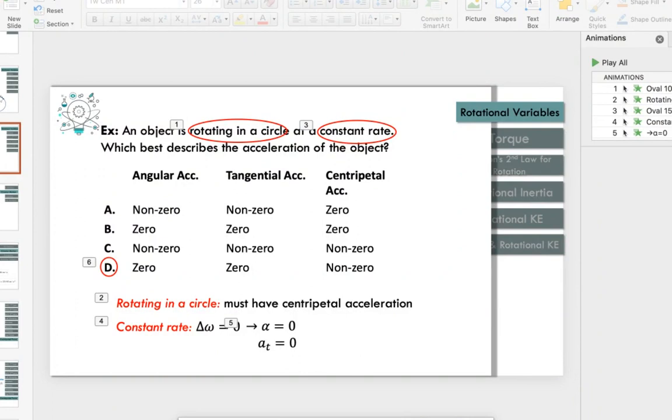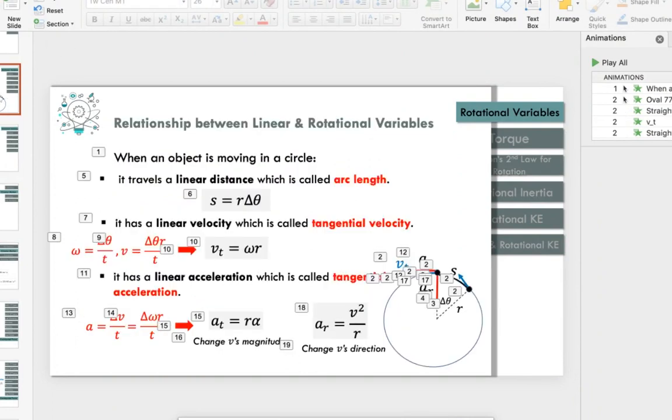Okay, so let's transition into why objects move in a circular path.